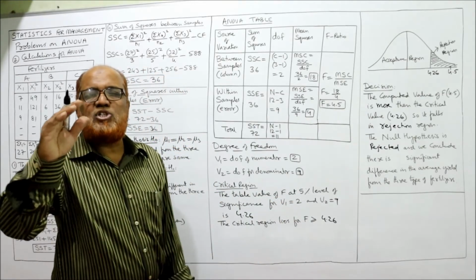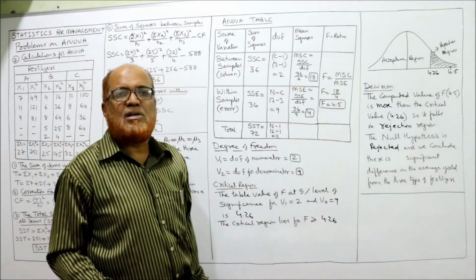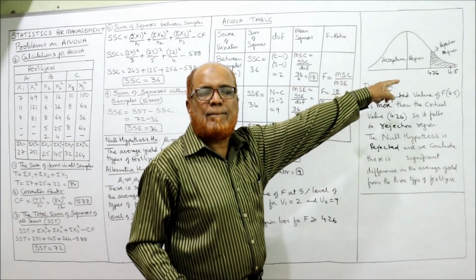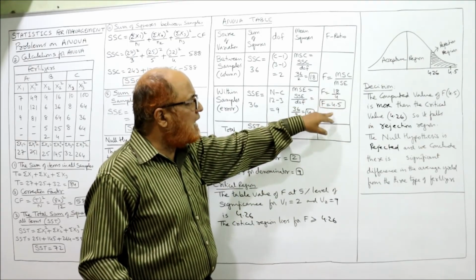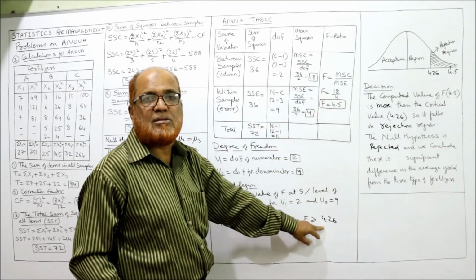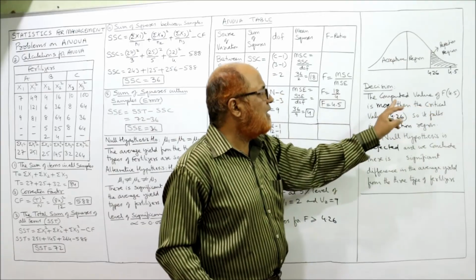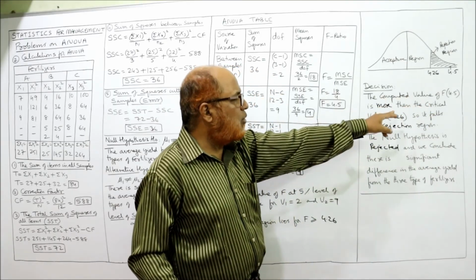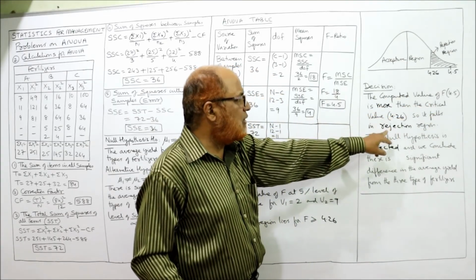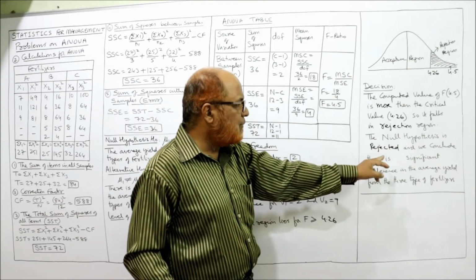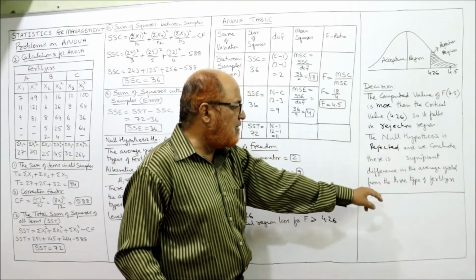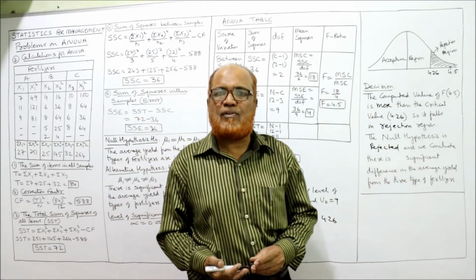So any value more than 4.26 will fall in the rejection region. Our computed value is 4.5, and 4.5 is greater than 4.26, so it falls in the rejection region. The computed value 4.5 is more than the critical value 4.26. The null hypothesis is rejected, and we conclude there is a significant difference in the average yield from the 3 types of fertilizers.